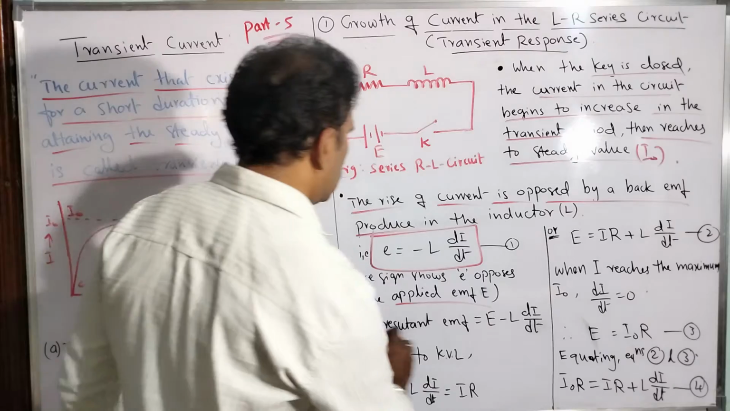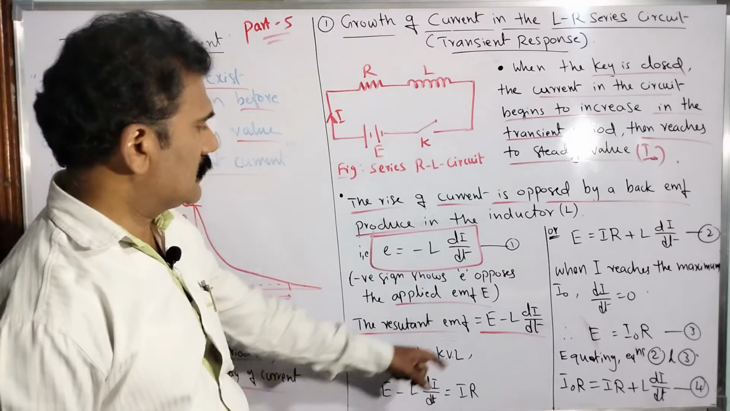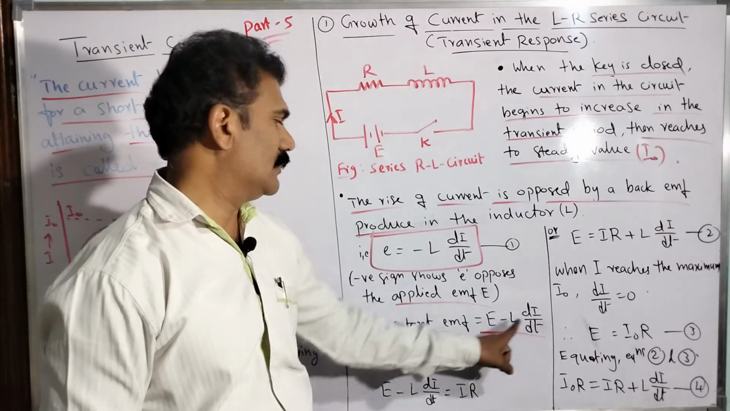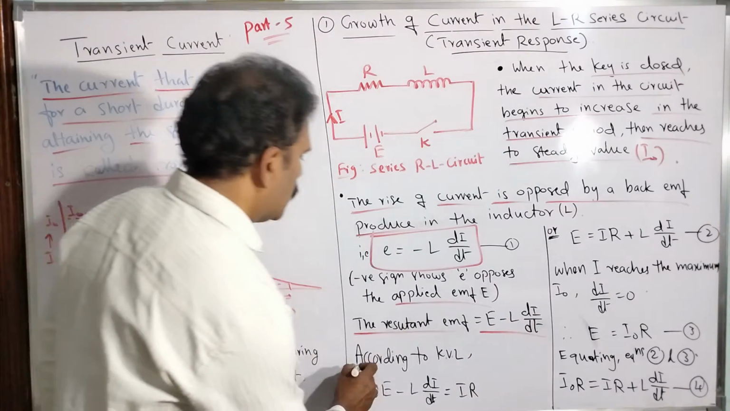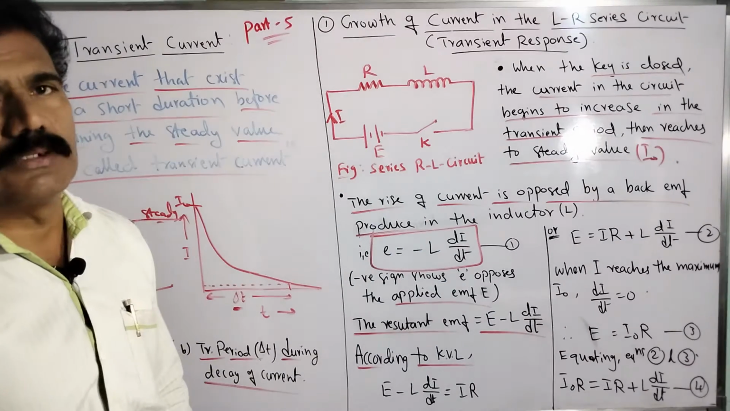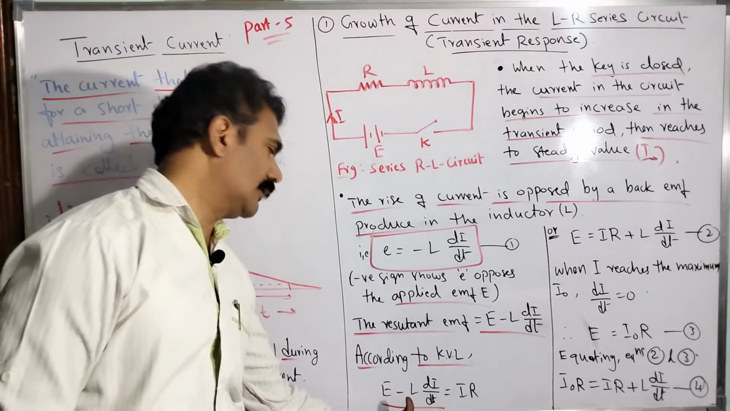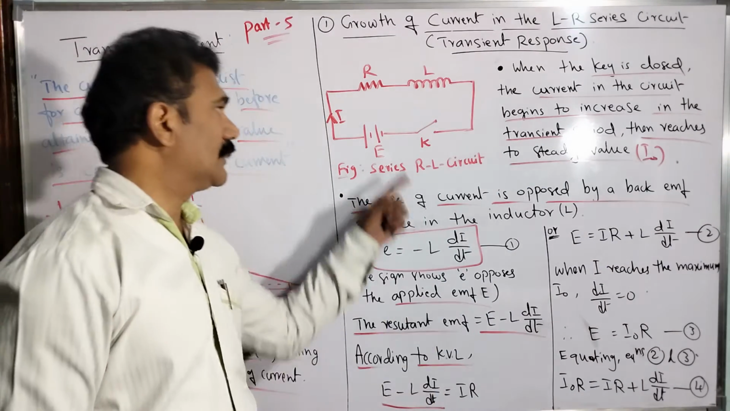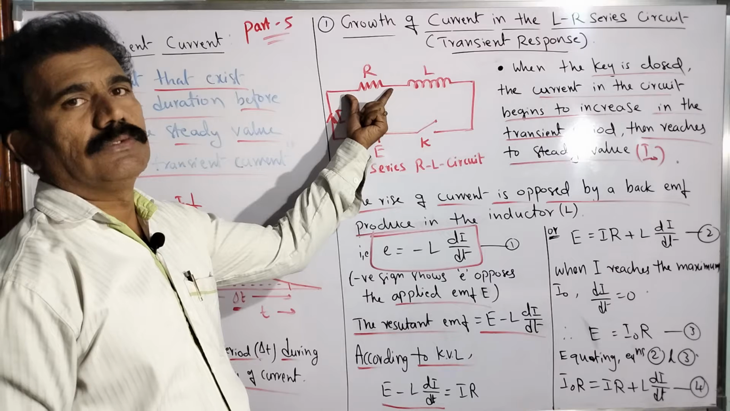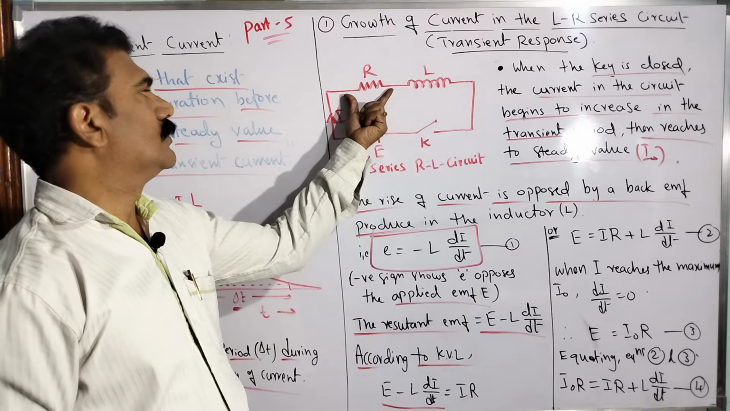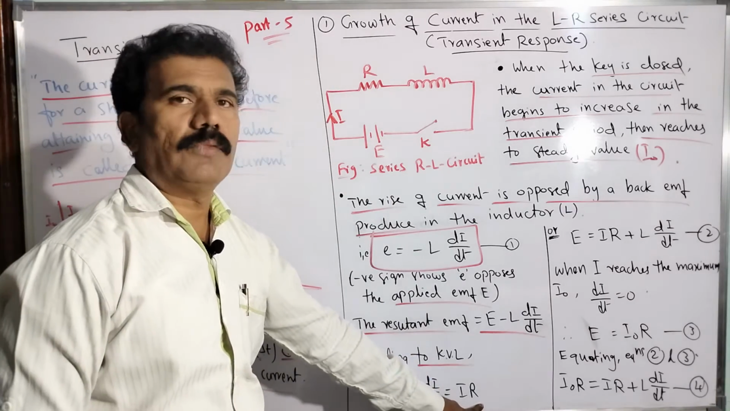Now the resultant EMF. What is the resultant EMF in the circuit due to the inductor? That is the supply EMF opposed by the induced EMF, so E minus L into di by dt. Clear? Now we have to apply Kirchhoff's voltage law. The total resultant EMF, E minus L into di by dt, due to the supply EMF and induced EMF should be equal to the voltage drop across the resistor. How do you calculate the voltage drop across the resistor? Due to the flow of current I, it is just the product of I into R, from Ohm's law.